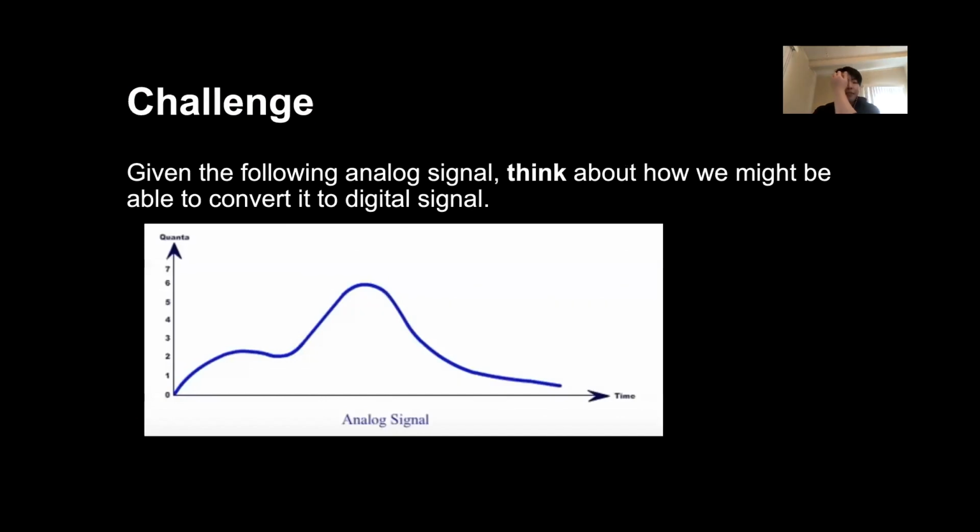And this can be challenging, but think about this. Given the following analog signal, think about how we might be able to convert it to a digital signal. If you remember, I said an analog signal can be converted to digital using something called sampling, right? We didn't really talk about what sampling is, but think about how you might be able to do it. Pause the video, come back when you're done. Remember, this is a challenge, so don't spend too much time on it unless you want to. All right. Hopefully you came back after thinking a little bit at least.